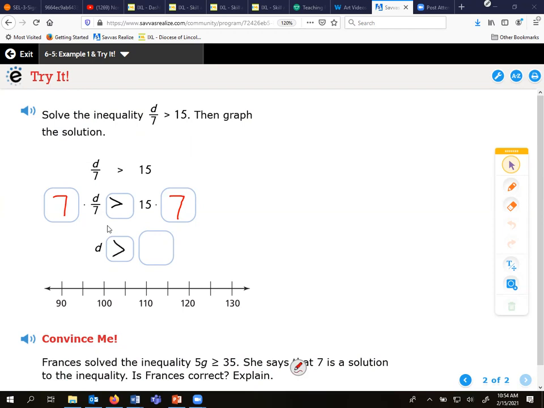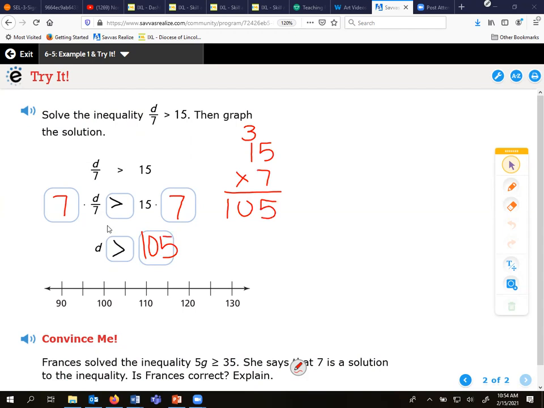Okay. The times 7 and divided by 7 cancel each other out. So I'm left with d is greater than. I've got to figure out what 15 times 7 is. 105.